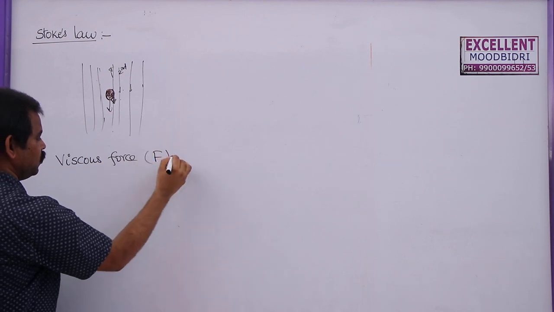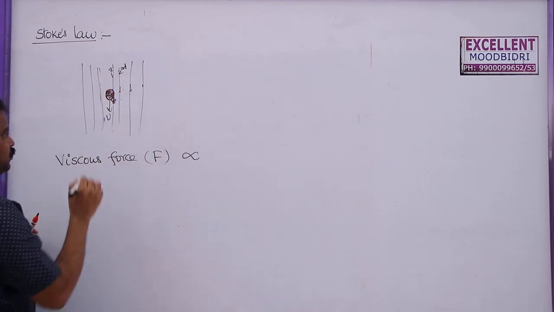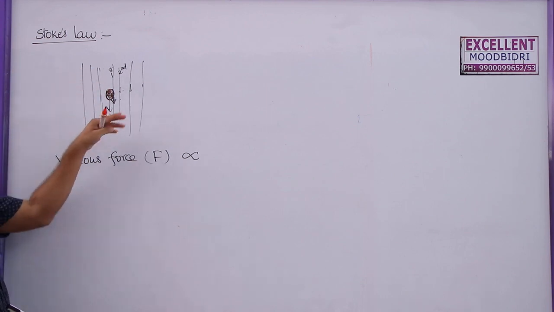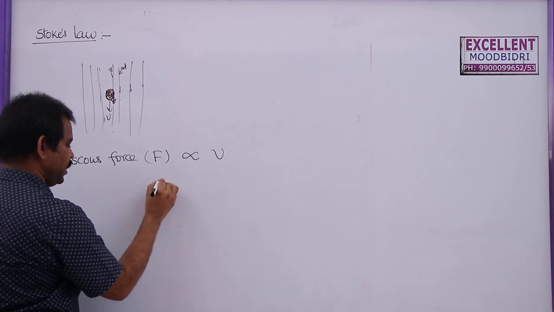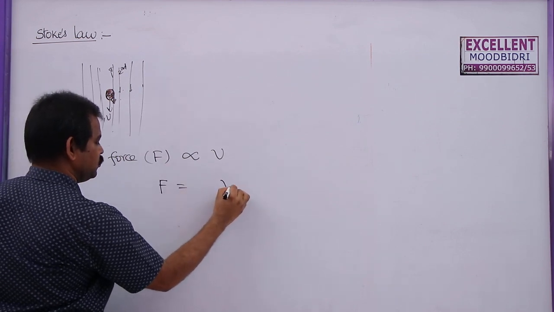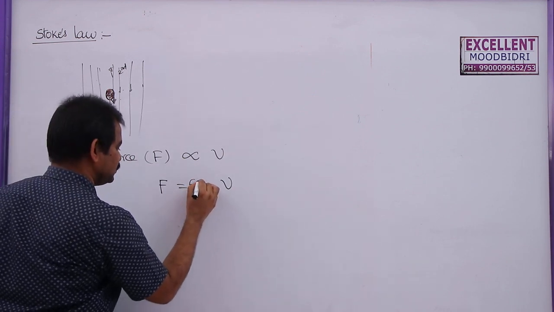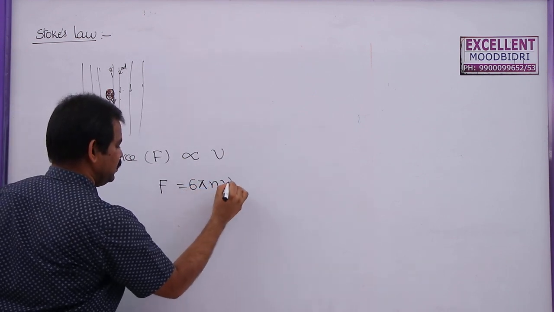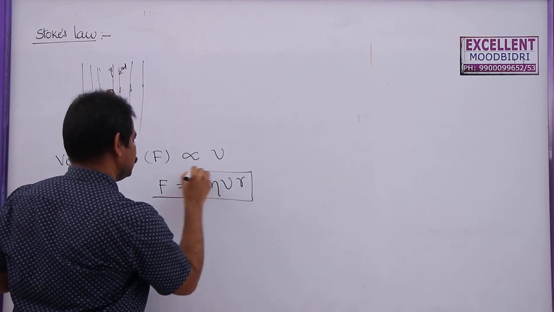The viscous force is found to be directly proportional to the velocity of this body with which it is falling through this fluid. So F is directly proportional to V. Now if you write this, F is equal to some constant into V, and that constant is found to be 6 pi eta r. So F equals 6 pi eta rV. This is called Stokes law.